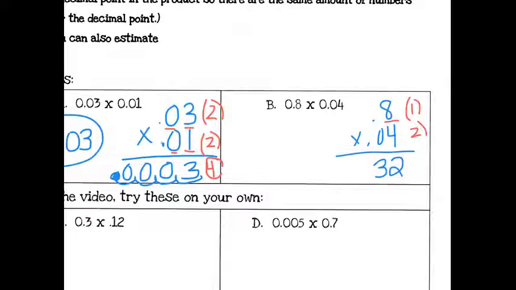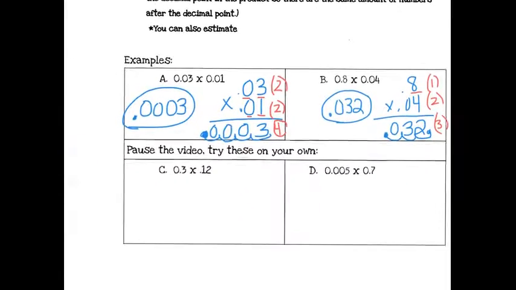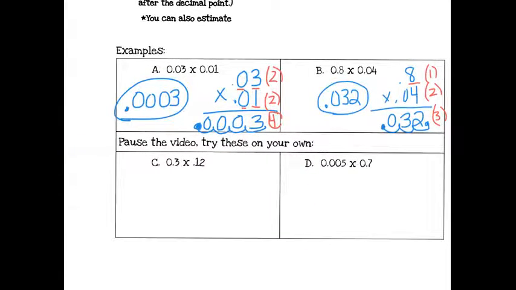There are 2 numbers after the decimal point in the second factor. So that means we need a total of 3 numbers after the decimal point in our product. So starting at the end of the number, we're going to count over 1, 2, 3 places. Fill in the extra place with a 0. So our final answer is going to be 32 thousandths. Alright guys, I want you to pause the video and you're going to try the next 2 on your own, and then you can check your answers.